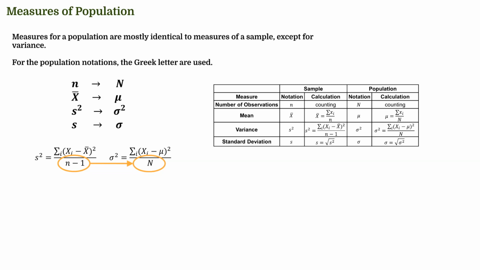Here in the table, different measures for sample and population are compared. Number of observations, both are based on counting, but the notation is different. For the mean, notations are different, but the formula is the same. So for the sample X bar, for the population mu. Variance is S square in the sample, but for the population sigma square, and the formula is slightly different because it is divided by N. And for the standard deviations, pretty much everything is similar.